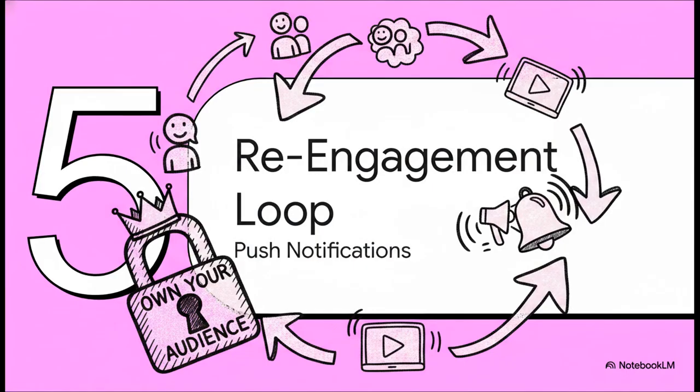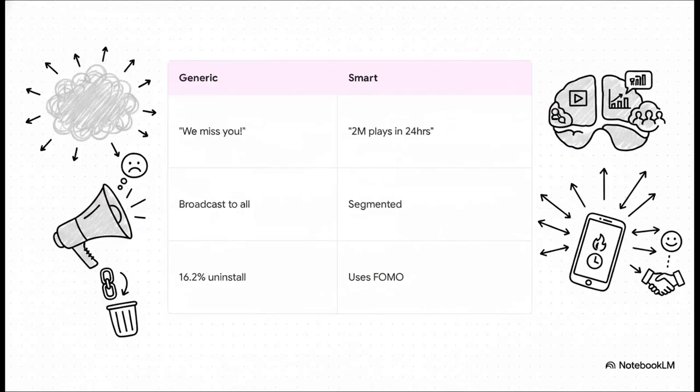All right, the final piece of the puzzle. Section 5, the ultimate re-engagement loop, push notifications. Once your stuff is finally alive, thriving, and surviving the algorithm, you have to build a system that brings your audience back without driving them completely crazy. You really need to own your audience.